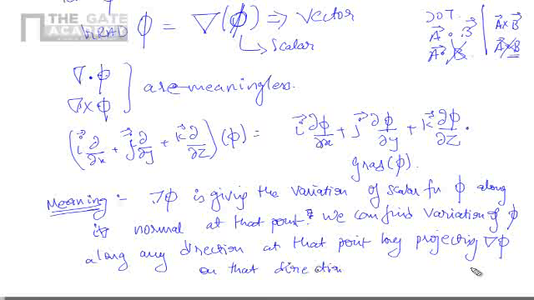Like I have told many things in English here, we will see it in a pictorial form. It will be very helpful. So I will just read out what I have written. Del φ is giving the variation of the scalar function φ along its normal at that point. We can find variation of φ along any direction at that point by projecting del φ on that direction. We will see the meaning of this in the next.